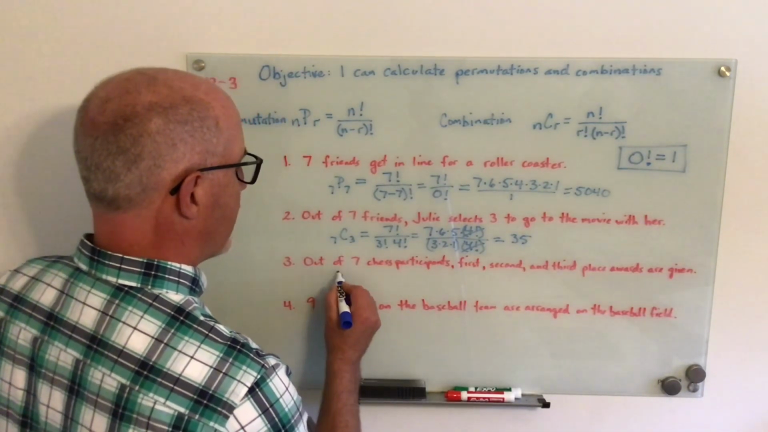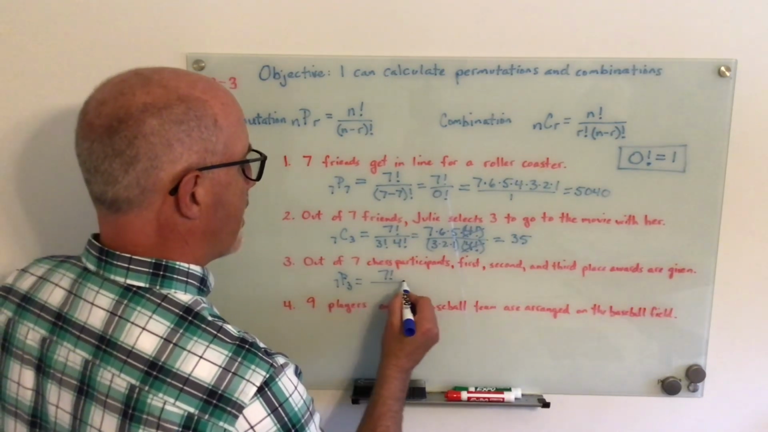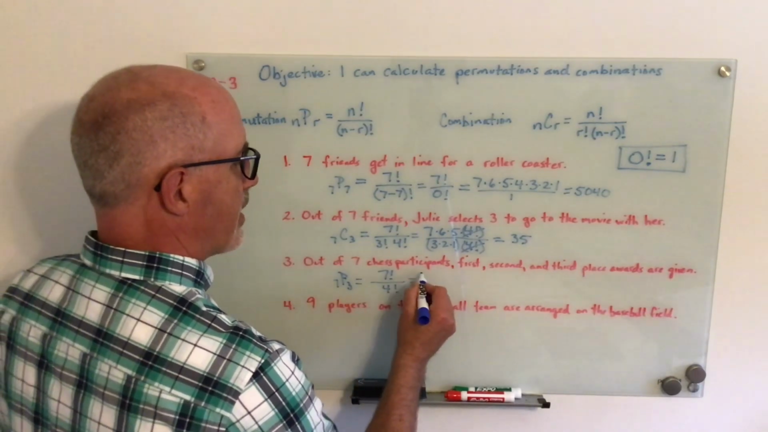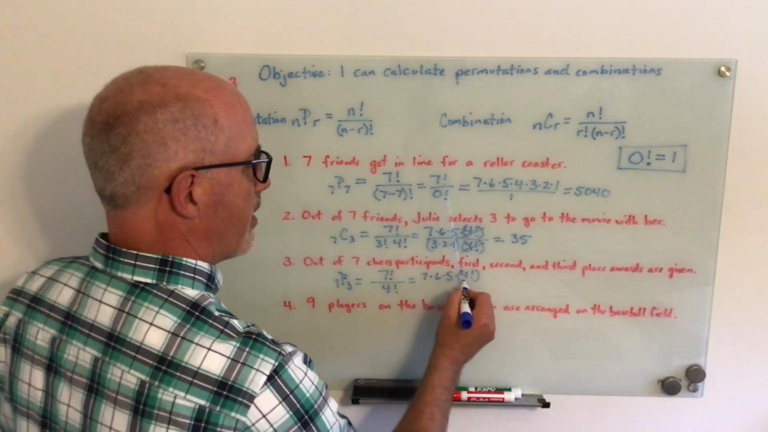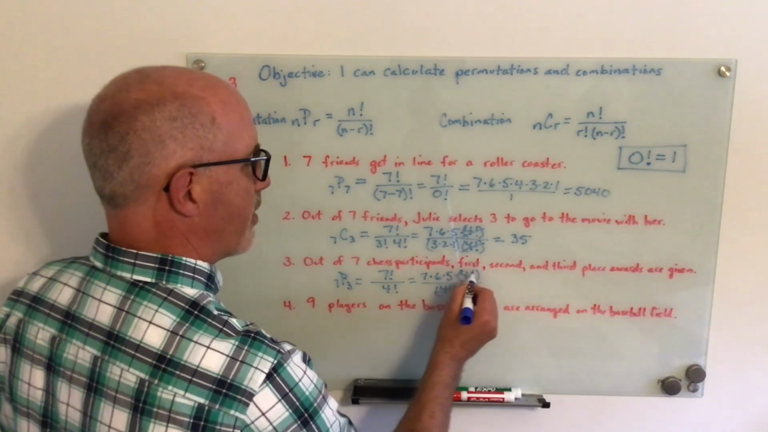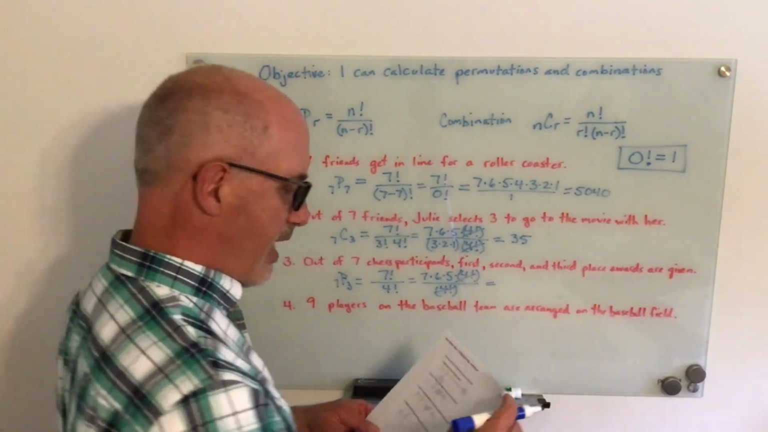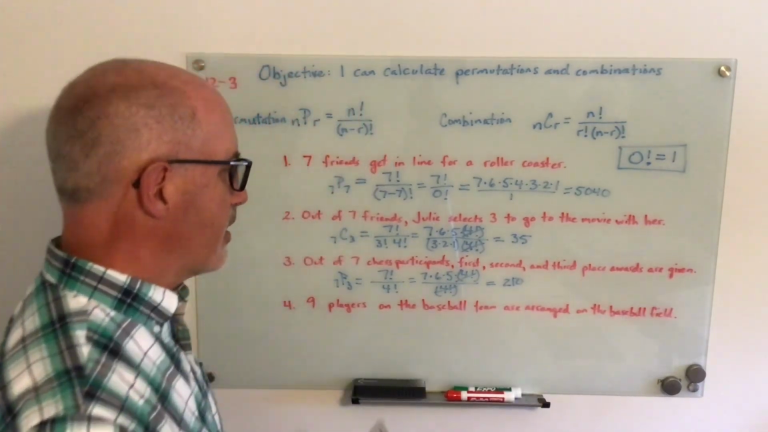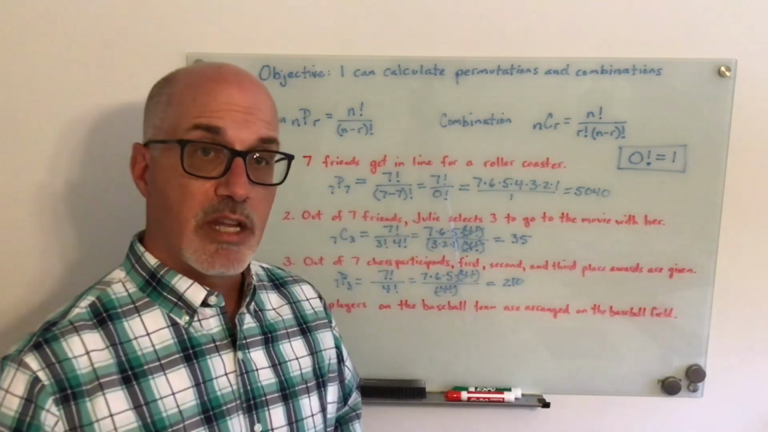So 7P3 is going to give me 7 factorial, and in the bottom, I'll do 7 minus 3, which is 4 factorial. It's going to be 7 times 6 times 5 times 4 factorial, which will reduce with the 4 times 3 times 2 times 1, the 4 factorial down here. And so 7 times 6 times 5 gives me 210 for that answer. All right, so quite a bit of difference in the number of possibilities if order matters versus order doesn't matter.